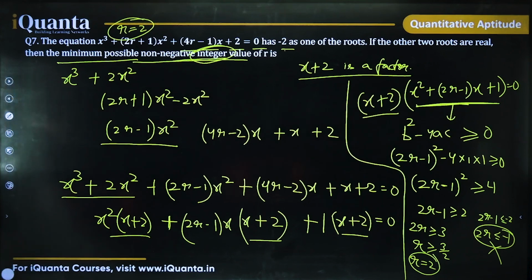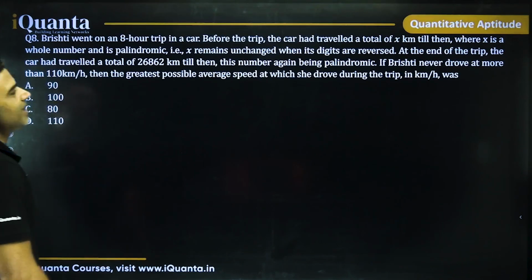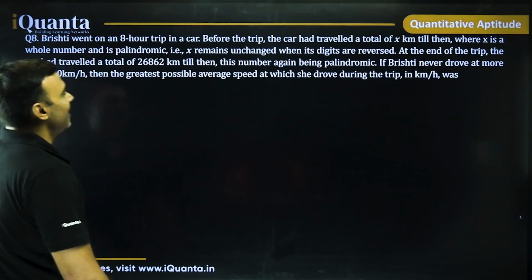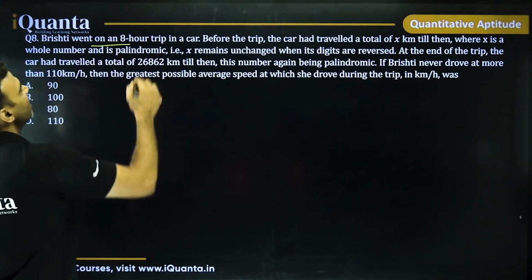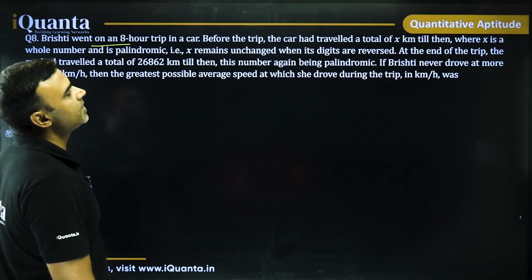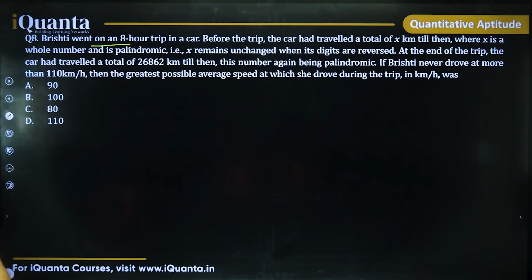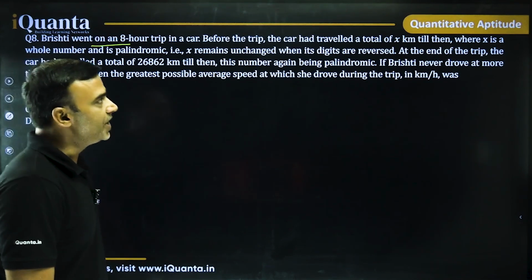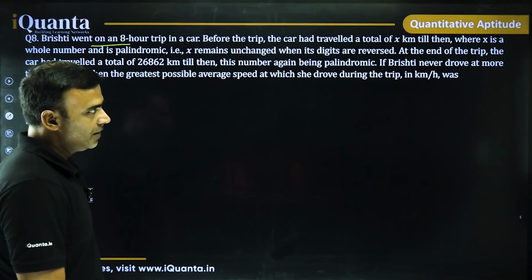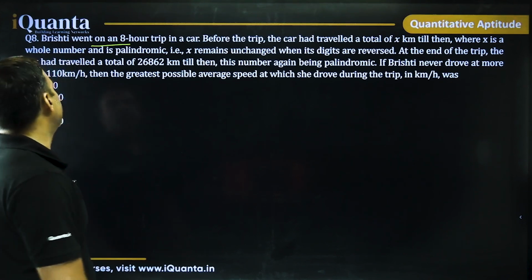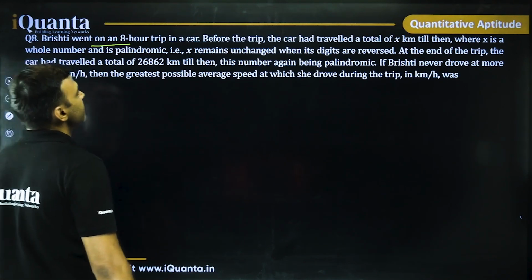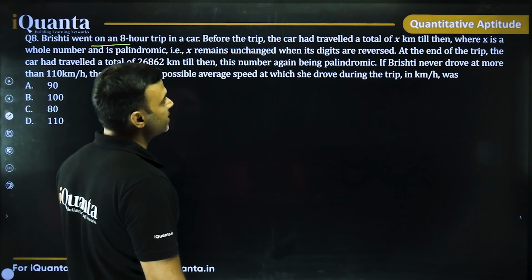Okay, that's a good question. This one is a slightly funny and interesting question. It says Vrishti went on an 8-hour trip in a car. Before the trip, the car had traveled a total of X kilometers till then, where x is a whole number and is palindromic. That is, x remains unchanged when its digits are reversed. At the end of the trip, the car had traveled a total of 26,862 kilometers till then. This number again being palindromic.